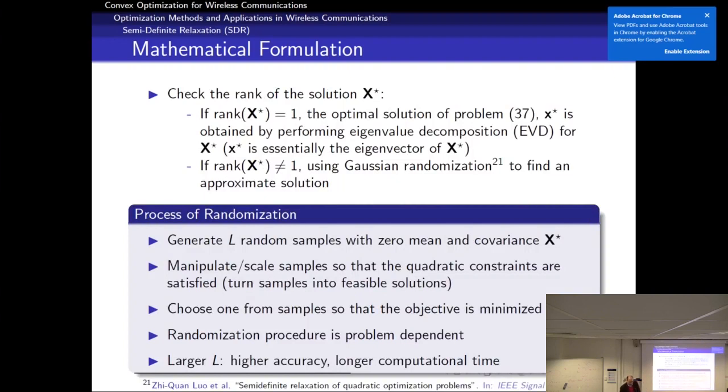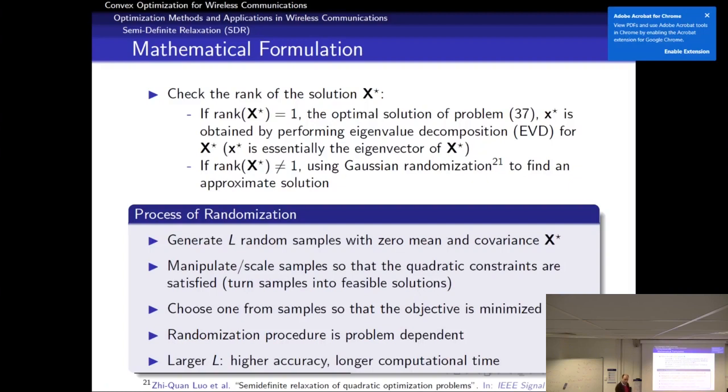Right. And then after this, you check what your solution is. And if your solution is indeed rank 1, then you're good. Right? You solve an SDP without the rank 1 constraint, but the solution actually has rank 1, so you're good. So if your optimal solution is rank 1, it's fine. You just do an eigenvalue decomposition of your X. Essentially, you write this X as a product of two vectors, a vector multiplied by its Hermitian. That's all good.